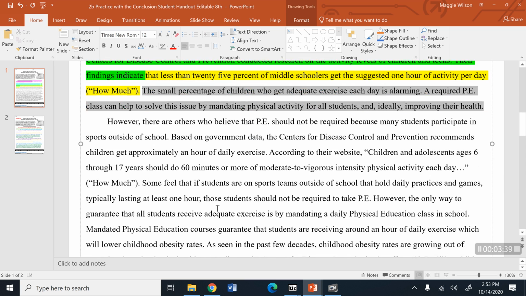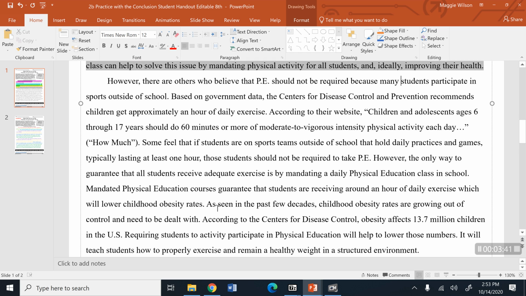Now we have our big chunky paragraph, which right here, this paragraph is the counterclaim paragraph. It's basically having 2 body paragraphs in one. So, however, there are others who believe that PE should not be required because many students participate in sports outside of school. Based on government data, the Center for Disease Control and Prevention recommends children get approximately an hour of daily exercise. According to their website, children and adolescents ages 6 through 17 years should do 60 minutes or more of moderate to vigorous intensity physical activity each day.